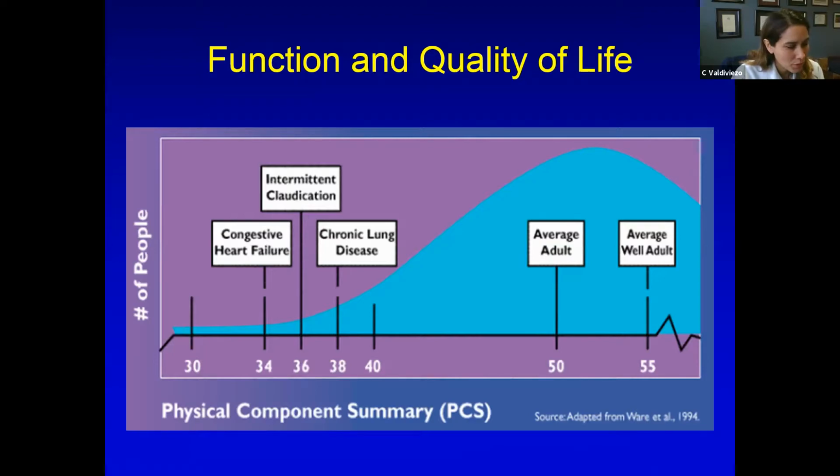So this is just to demonstrate their functional capacity limitations and quality of life may be similarly diminished compared to patients with chronic lung disease or those living with congestive heart failure. So it's quite impairing, of course.